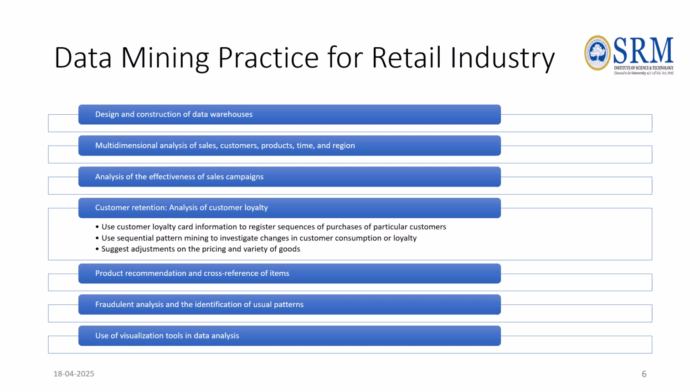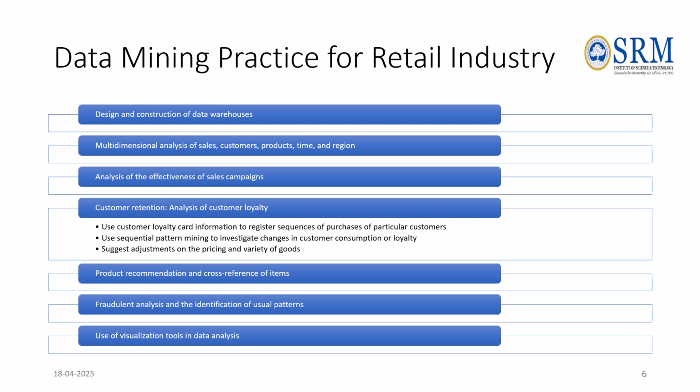Next one, product recommendation and cross-referencing of items. By mining associations from sales records, we may discover that a customer who buys a digital camera is likely to buy another set of items. Such information can be used to form product recommendations. Collaborative recommendation systems use data mining techniques to make personalized product recommendations during live customer transactions based on the opinions of other customers. Product recommendations can also be advertised on sales receipts, in weekly flyers, or on the web to help improve customer service.